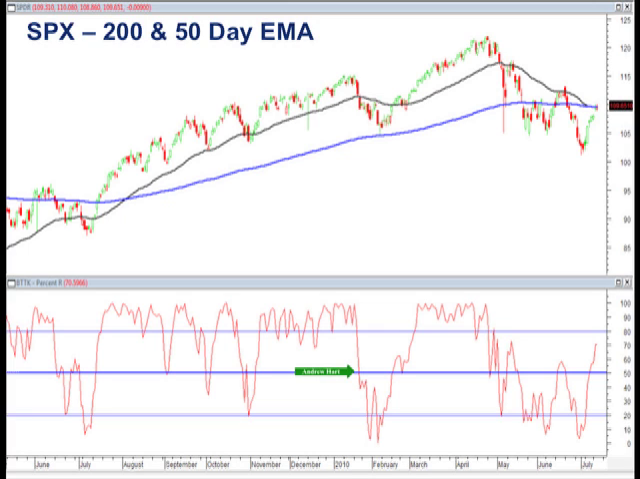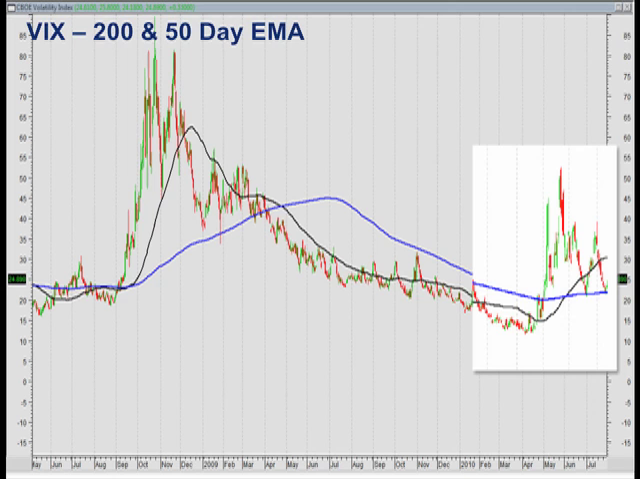But at any rate, you can use these for support or resistance. Obviously, the 200 bar and the 50 bar when they cross is just a classic technical indicator of a massive change in market trend. So very, very interesting. You can see here that it can also be applied to the VIX.